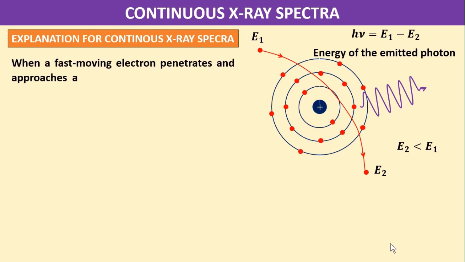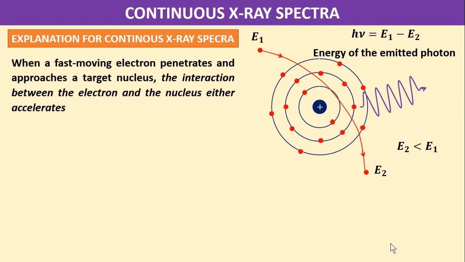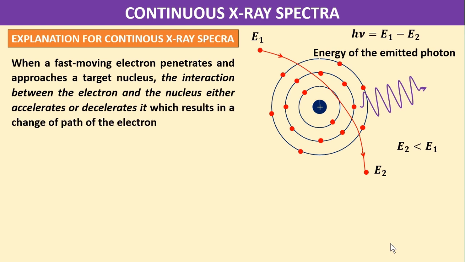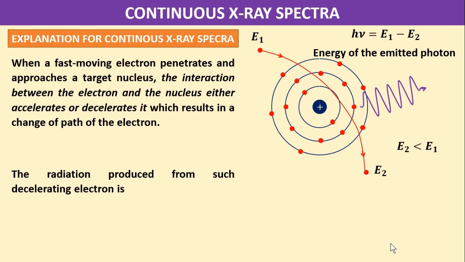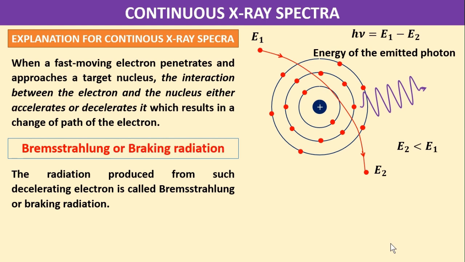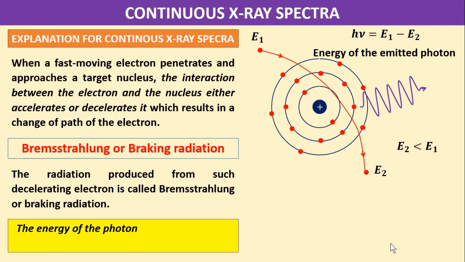When a fast-moving electron penetrates and approaches a target nucleus, the interaction between the electron and the nucleus either accelerates or decelerates the electron, which results in a change in path of the electron, and the loss appears in the form of a photon. The radiation produced from such a decelerated electron is called bremsstrahlung or braking radiation. The energy of the photon emitted is equal to the loss of kinetic energy of the electron.